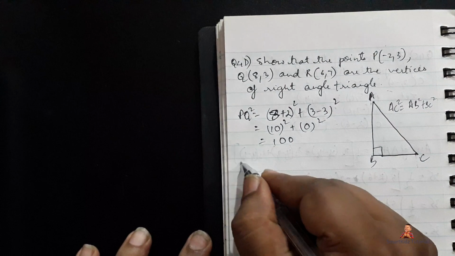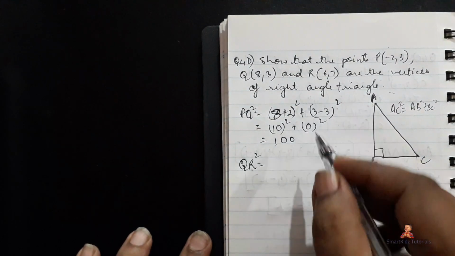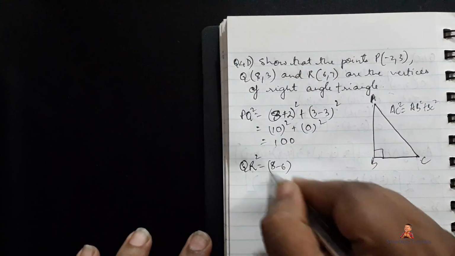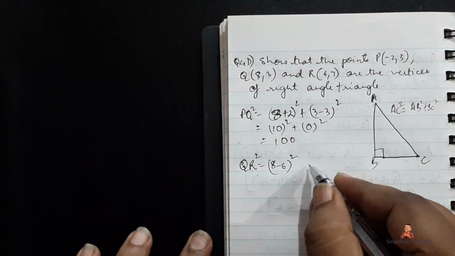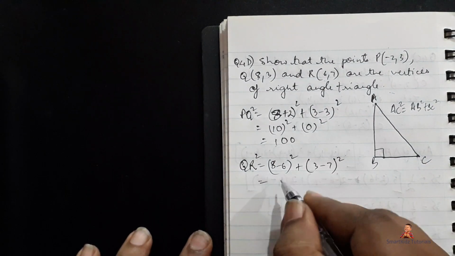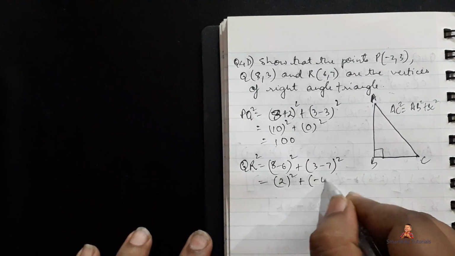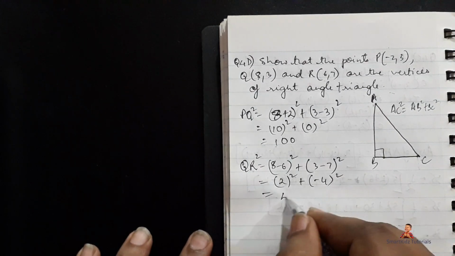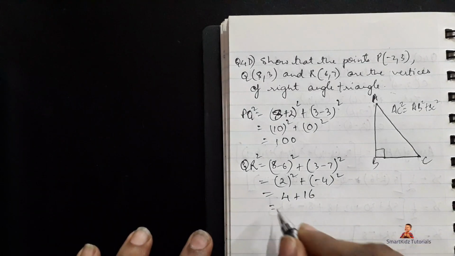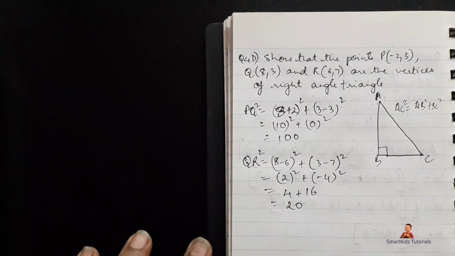Next we look at QR square. So QR square will be 8 minus 6 whole square plus 3 minus 7 whole square. So we get 2 whole square, and here we'll get minus 4 whole square. 2 whole square is 4, minus 4 whole square is positive 16. So if we add them up, we'll get 20. So QR square is equal to 20.